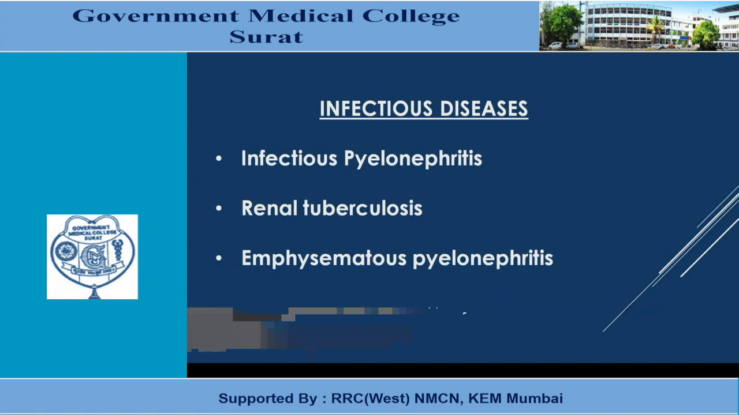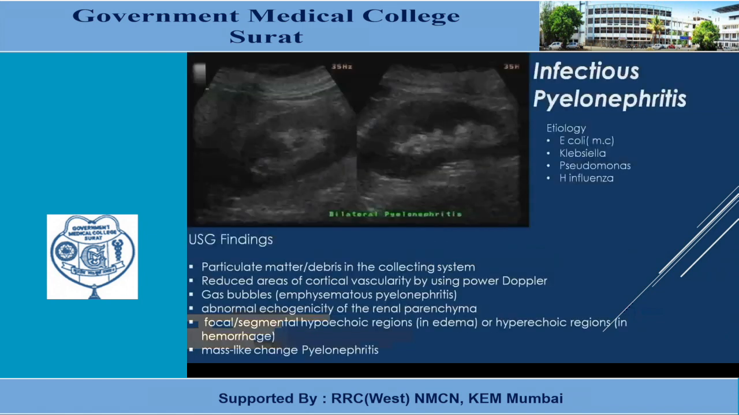Now, a few infectious diseases. They include infectious pyelonephritis, renal tuberculosis, and emphysematous pyelonephritis. In infectious pyelonephritis, the most common organism involved is E. coli. Other organisms are Klebsiella, Pseudomonas, and H. influenzae. On sonography, the most common sign in infectious pyelonephritis is enlarged, bulky kidneys with focal or diffuse involvement of the parenchyma, which appears brighter. You can easily visualize that this is the mid-lower pole of the right kidney, which is normal, and the upper pole is brighter, echogenic, and bulky.